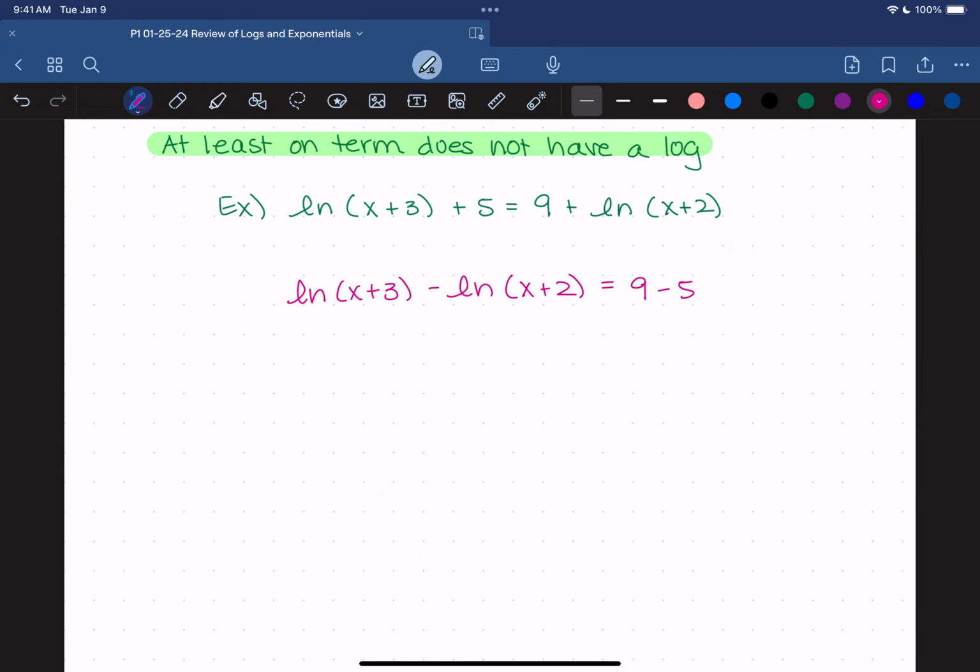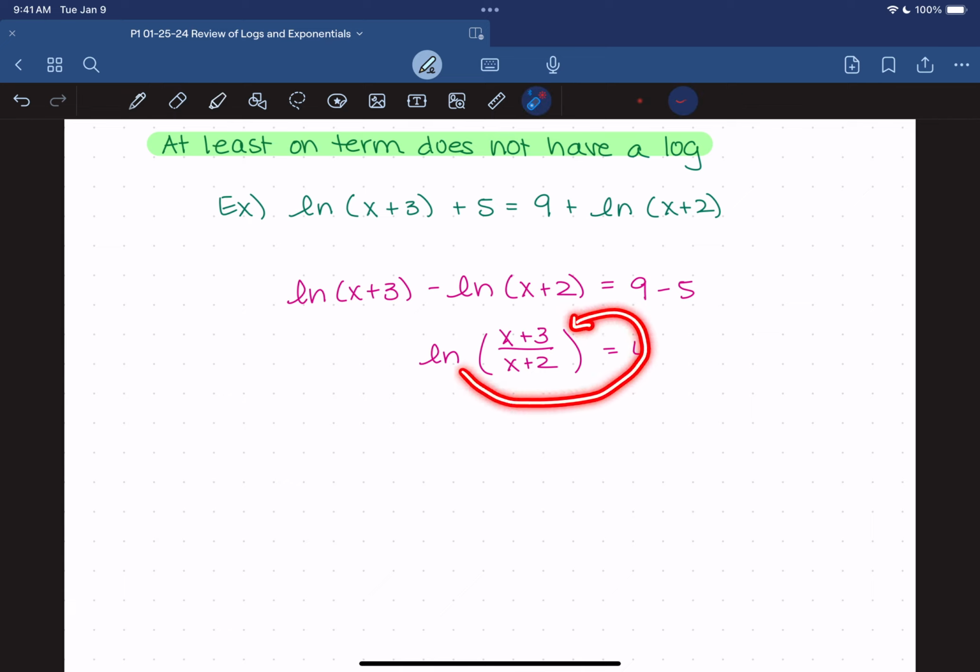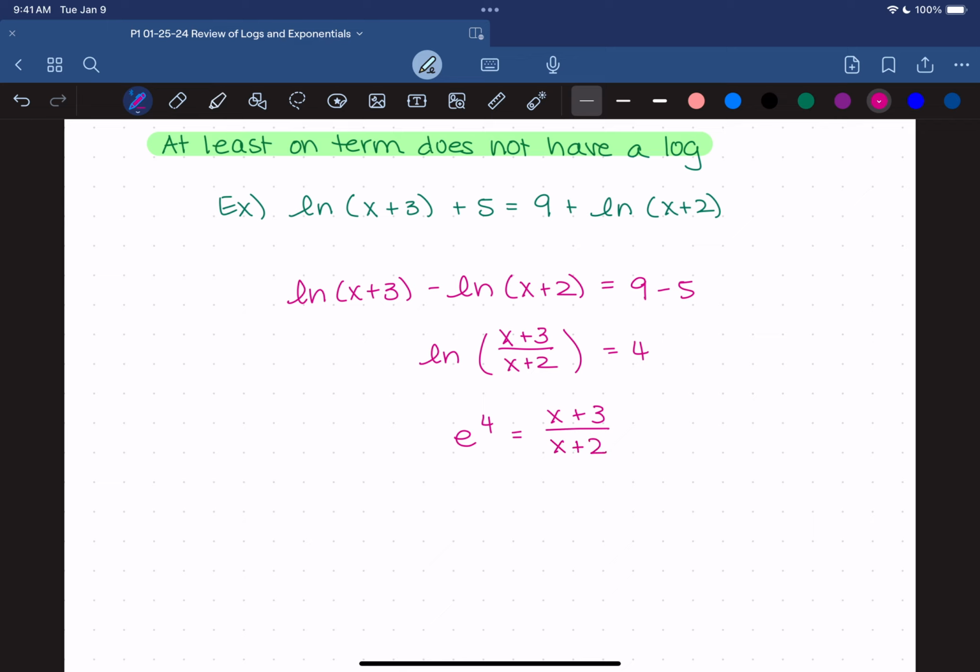And then you may already be seeing it. I'm going to condense the left using the quotient property. And then I just simplify the right. And now we can go around the world it. So e to the fourth power is equal to x plus 3 over x plus 2. And, oof, this one's pretty awful. But let's keep going with it.